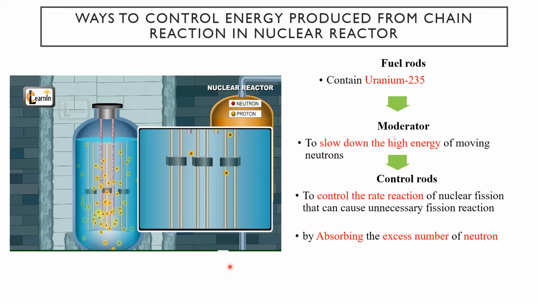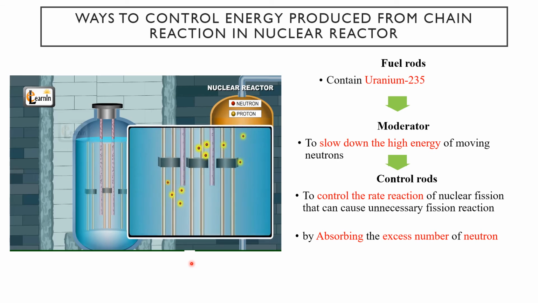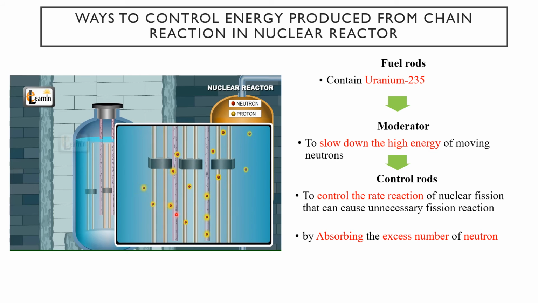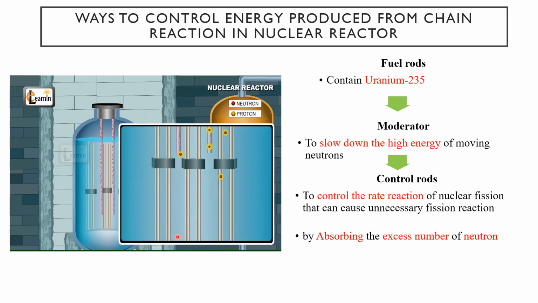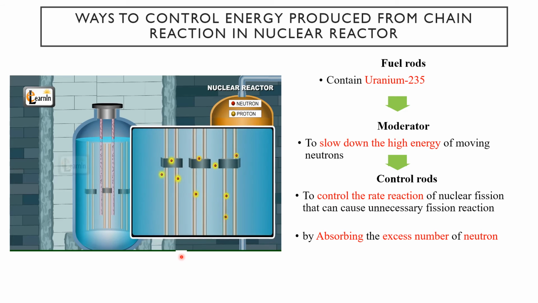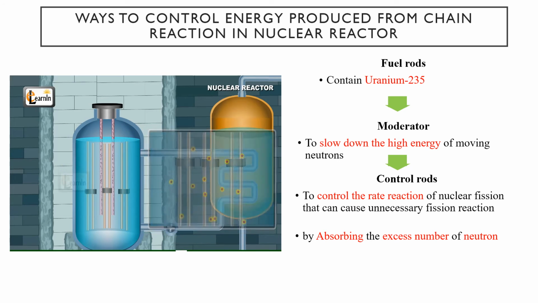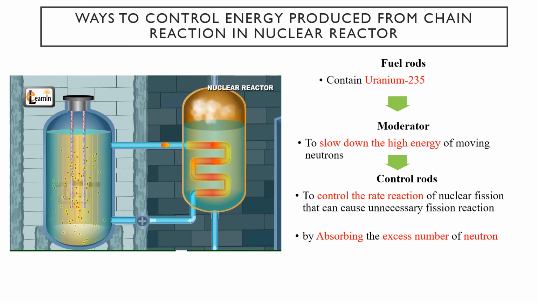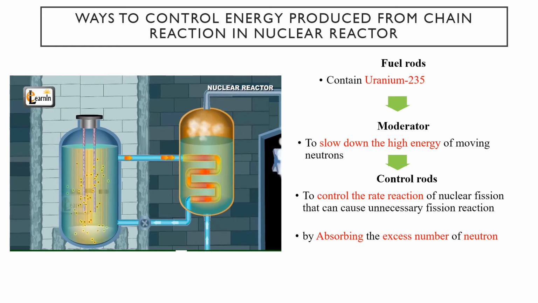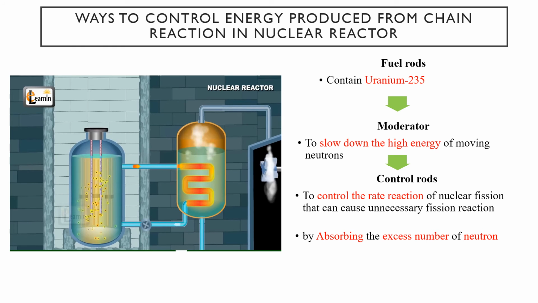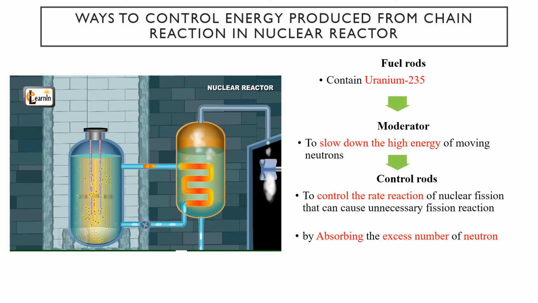Then, as you can see in this video, a steady output of energy can be maintained by inserting or removing the control rods in the nuclear reactor. Okay, so now we have understood how the core components in the nuclear reactor are used to control the energy produced from the nuclear fission reaction of uranium.